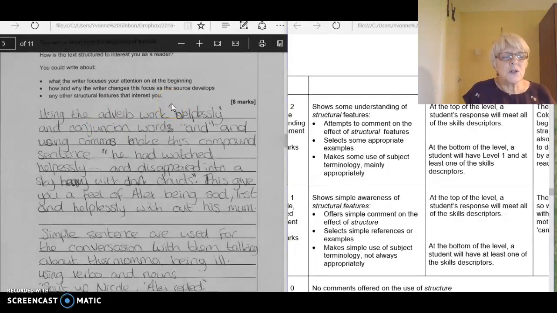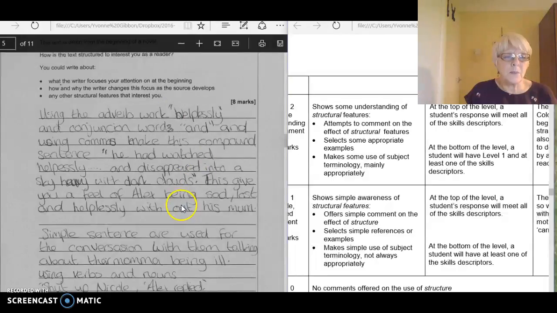For this, you would need to look at how it's been separated into 2 parts, really. The first part is when we're introduced to Alex, and the first sentence gives us the time and the place. We know that it's at dawn and he's in bed and he's just woken up. And we learn all about his dream or his nightmare.